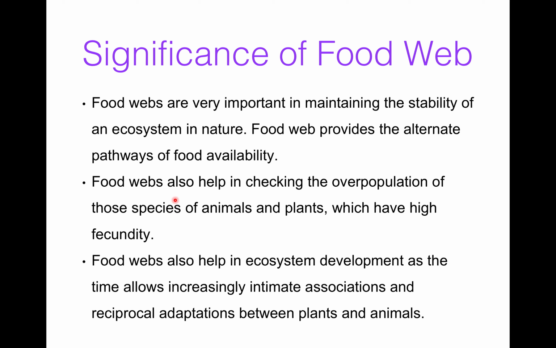Now second, food web also helps in checking the overpopulation of those species of animals and plants which have a high fecundity. The third one, food web also aids in ecosystem development as time allows increasingly intimate associations and reciprocal adaptations between plants and animals.